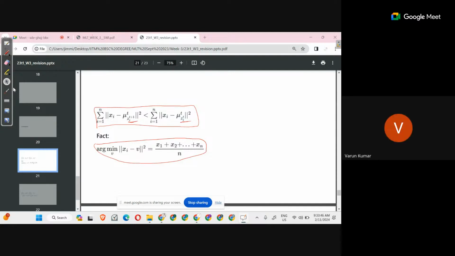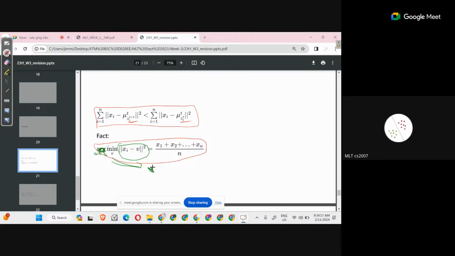Are you aware of this argmin function? Yes, sir. We are trying to minimize the distance. We are trying to find v such that we minimize the distance between xi and v. If we write just min, then it will be the minimum value of this function. But if we write argmin, it will tell us at what point of v the minimum value of this will happen. Correct. That is clear.